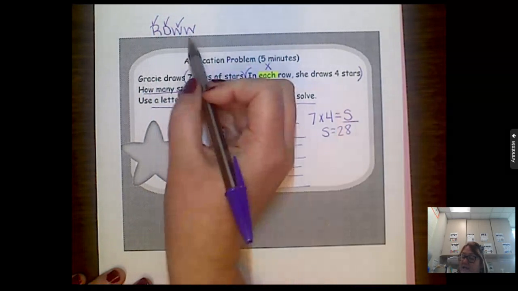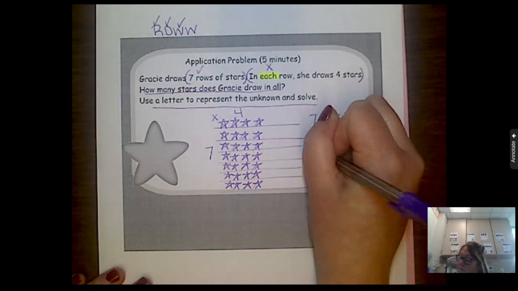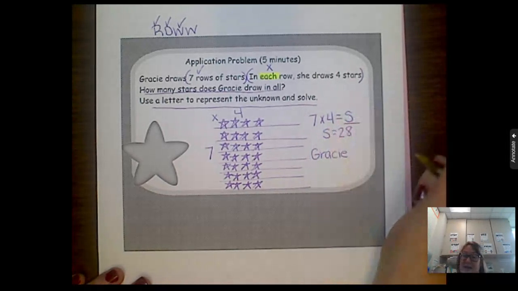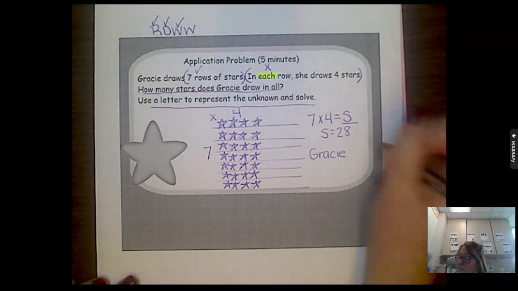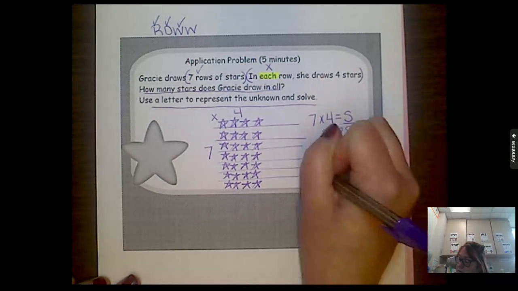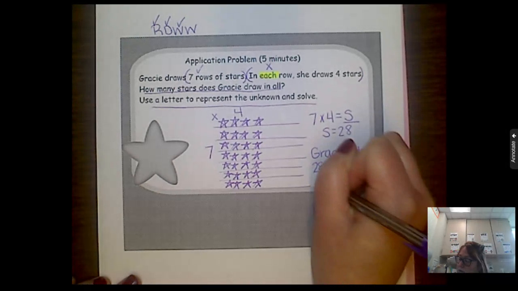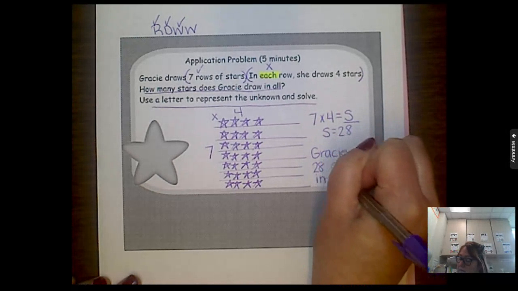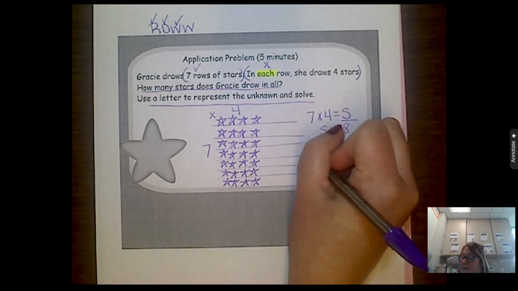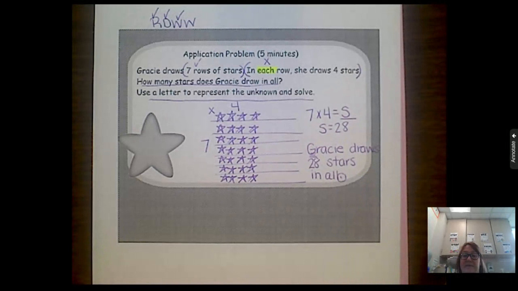The last thing is to write a sentence. So how many stars does Gracie draw in all? So Gracie with a capital G, 1 because it's her name, and 2 because it's the beginning of a sentence. So Gracie draws 28 stars in all, period. Good, to make sure we're beginning our sentence with a capital letter and ending with a period. I can't stress that enough.